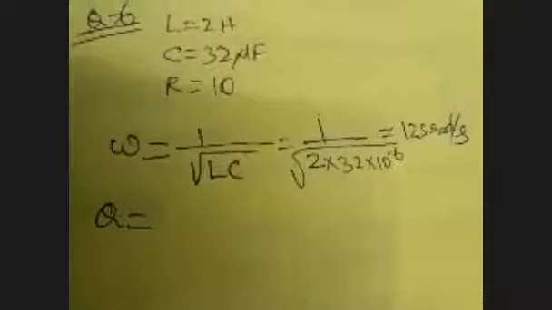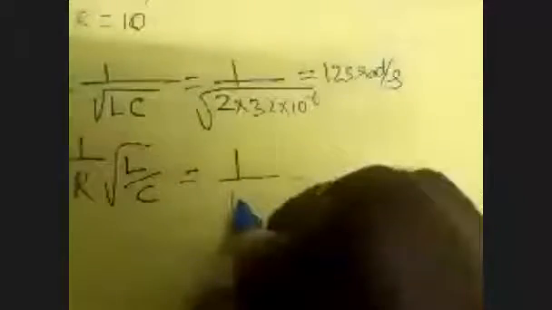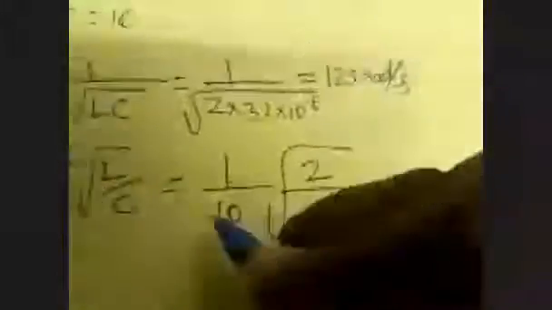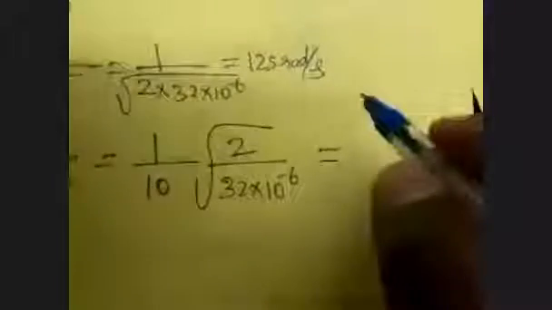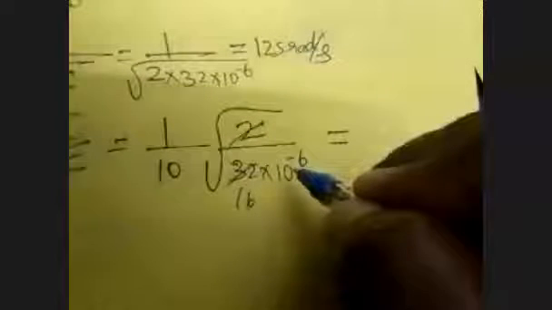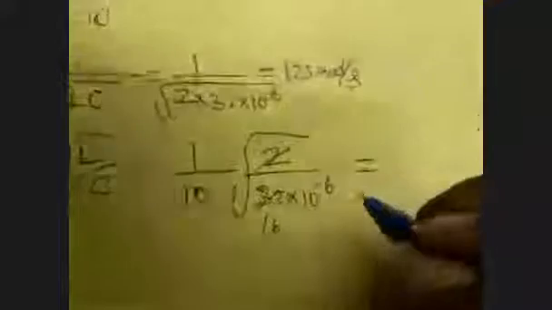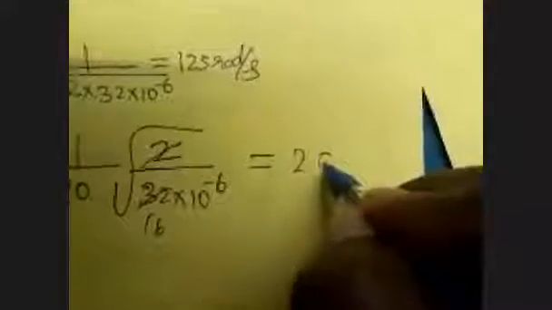Yeah, Shivani, I got the answer. 1 divided by root of L into C. 1 by R is 1 by 10. L is 2 and C is given as 32 microfarad, so 32 into 10 power minus 6 farad. This whole calculation we are going to get as 2 into 32, which is 16. 1 divided by root of 16 into 10 power minus 6. It is actually correct. So the answer we are going to get finally is 125.